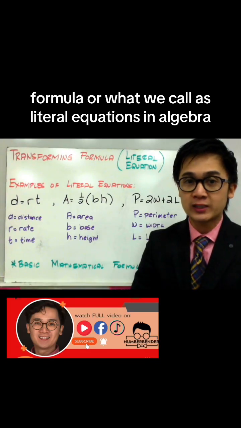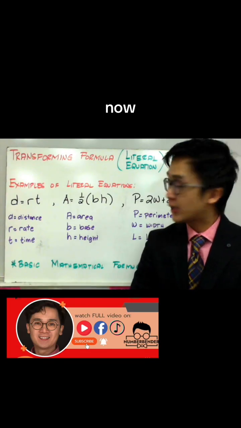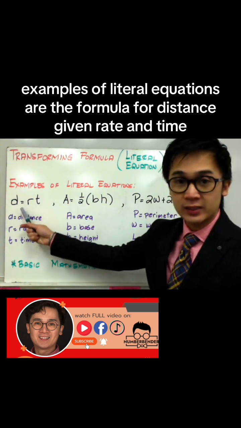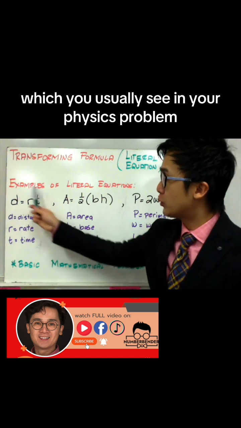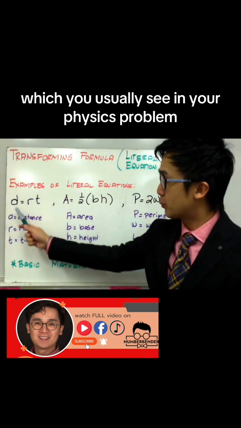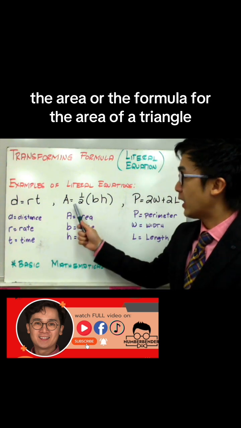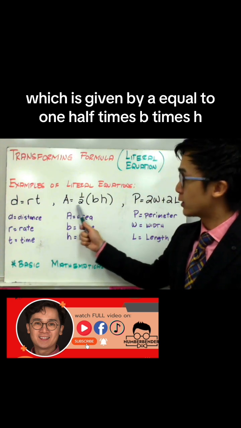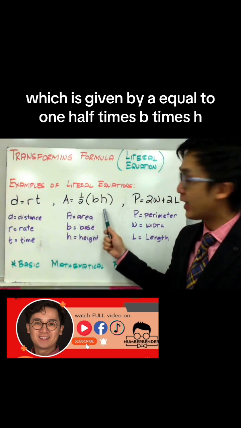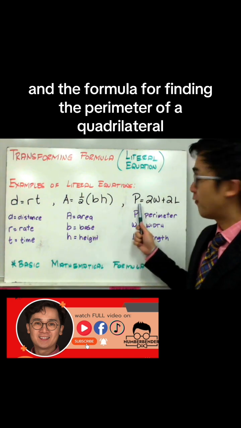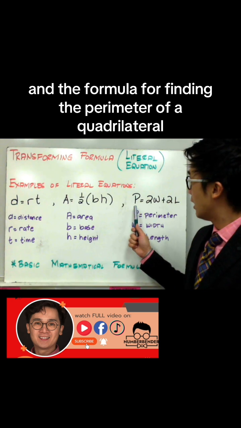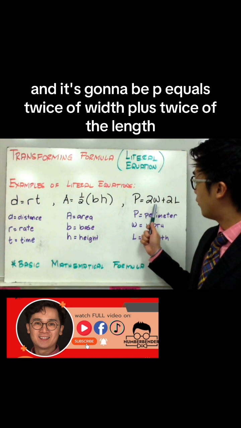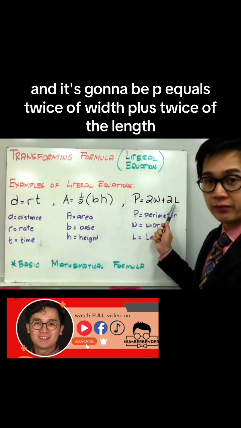Formula, or what we call literal equations in algebra. Examples of literal equations are the formula for distance given rate and time, which you usually see in your physics problems; the formula for the area of a triangle, which is A equals 1/2 times b times h; and the formula for finding the perimeter of a quadrilateral, which is P equals twice the width plus twice the length.